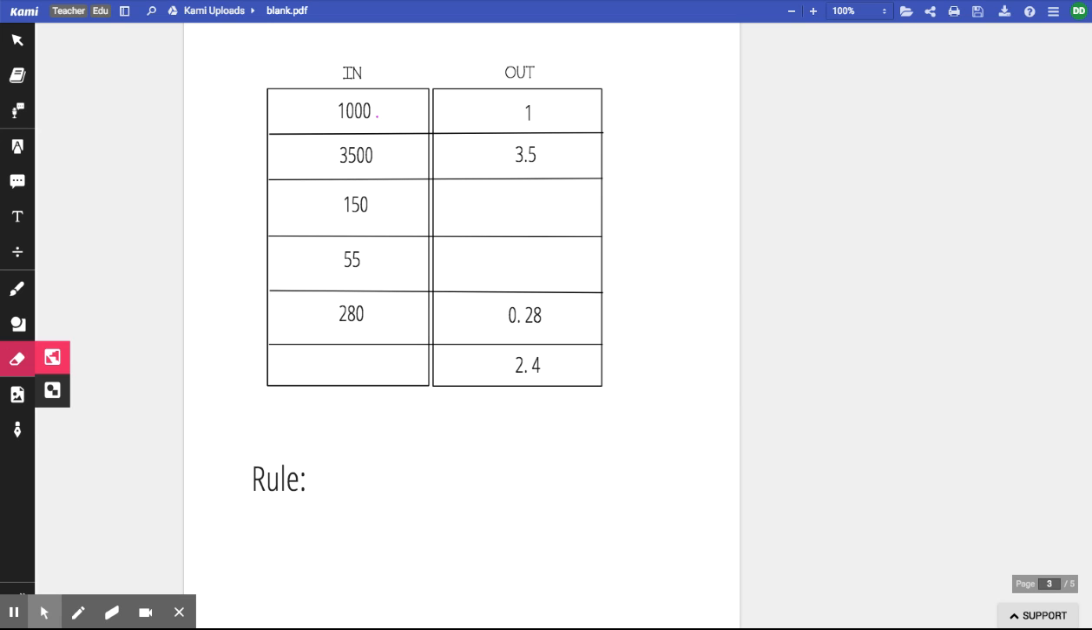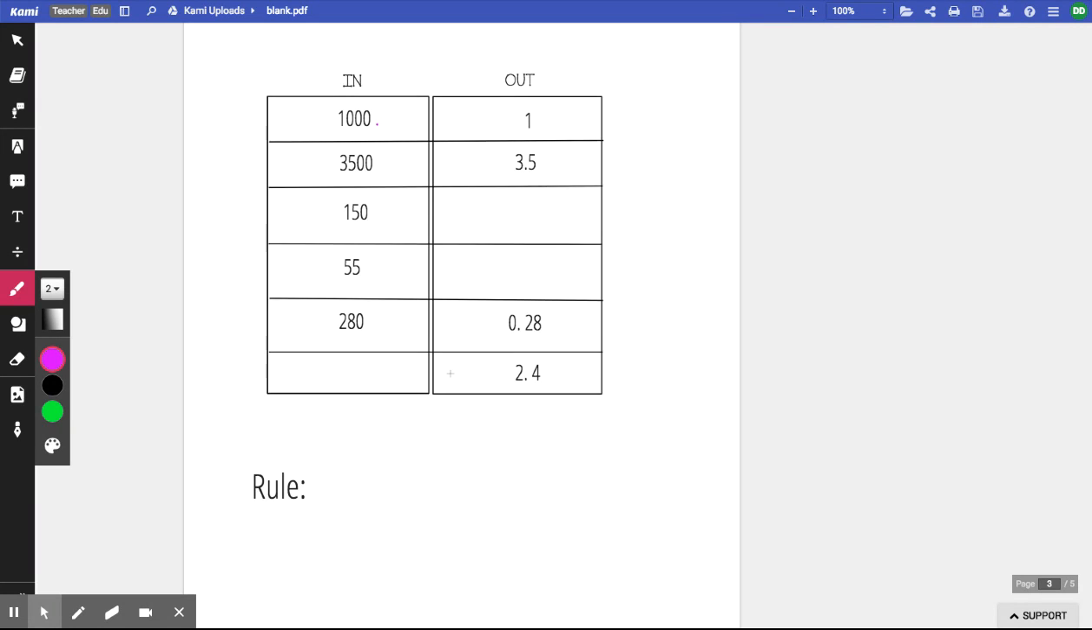Taking a look at problem number 5, I have a table and I have to figure out the rule based on the numbers in my table. So if I take a look at the first two numbers, my in is 1,000 and my out is 1. So what that means is my decimal point for my in is really after this last 0. So I have to think, in order to get 1, which direction is my decimal point moving? My decimal point is moving to the left, okay?